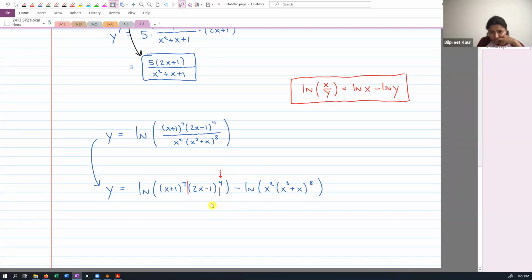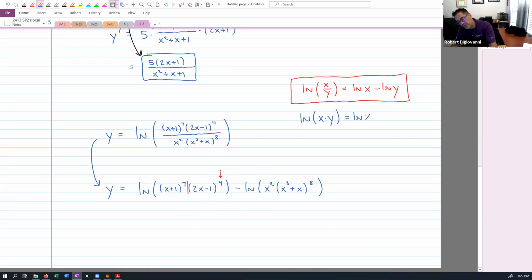So, still using properties of logs, I realize I have a log and I have something times something. I'm going to use the property that if I have multiplication inside of a log, it splits into two logs with addition between them. Again, one of the properties of logs that you need to know. So let's do this: y equals, everything in yellow is going to turn into two logs. The first log is going to be natural log of (x plus 1) to the 7. And then what?